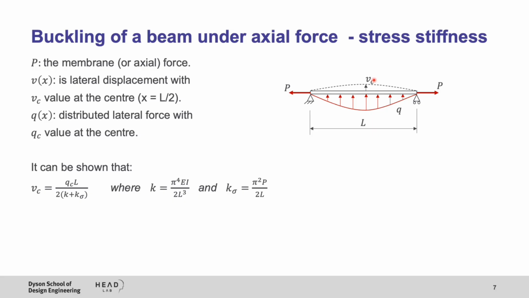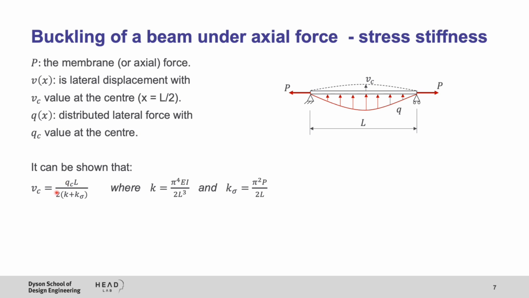This beam is also under an axial load, which we call P. So when these forces are pointing away from each other, it means that this beam is under tension, and when they are pointing towards each other, this beam is under compression. We can show that the maximum deflection at the center of this beam is a function of QC, and QC is the maximum value of this distributed load. So here is the function that we can find for the relationship.